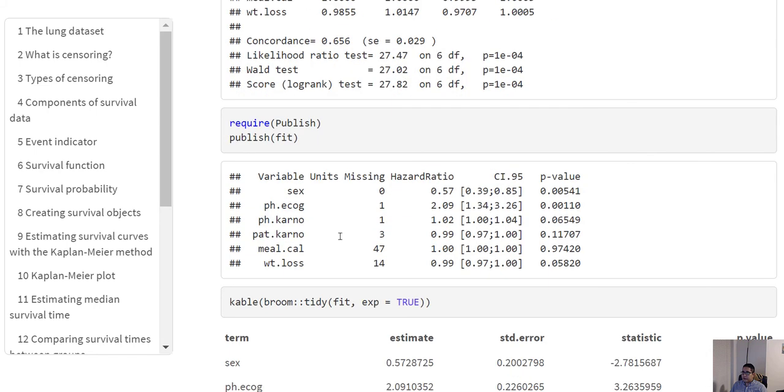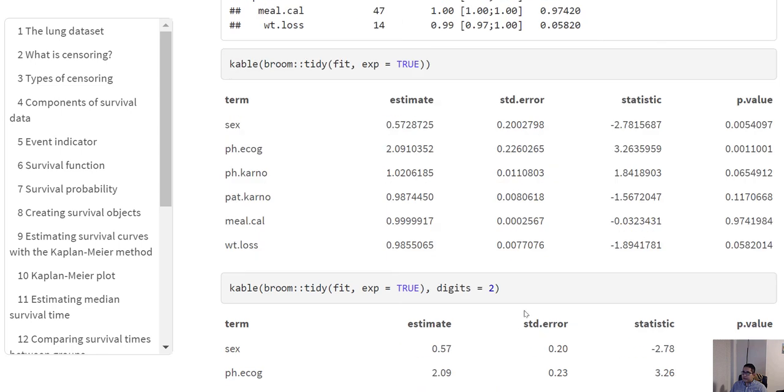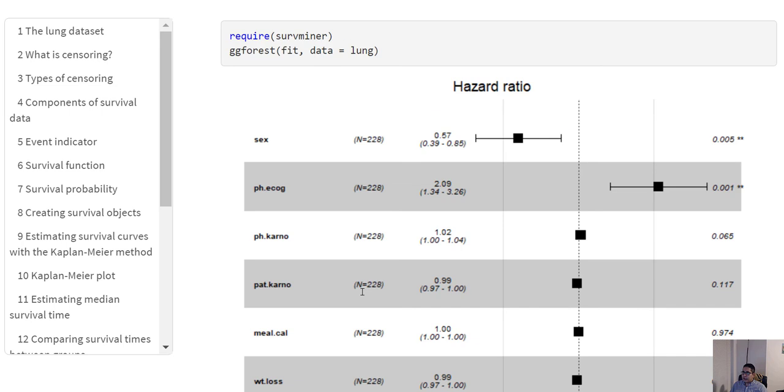coxph function. For example, the Publish package we have already seen gives us the hazard ratio directly, but you can also use the broom package where exponentiate equals true. That will also give you the hazard ratios in the same way, and you can also control the digits. You can also plot the hazard ratios in a very nice way using the survminer package. This package is built on ggplot terminology, so you are basically using this ggforest function to get a nice plot like this.